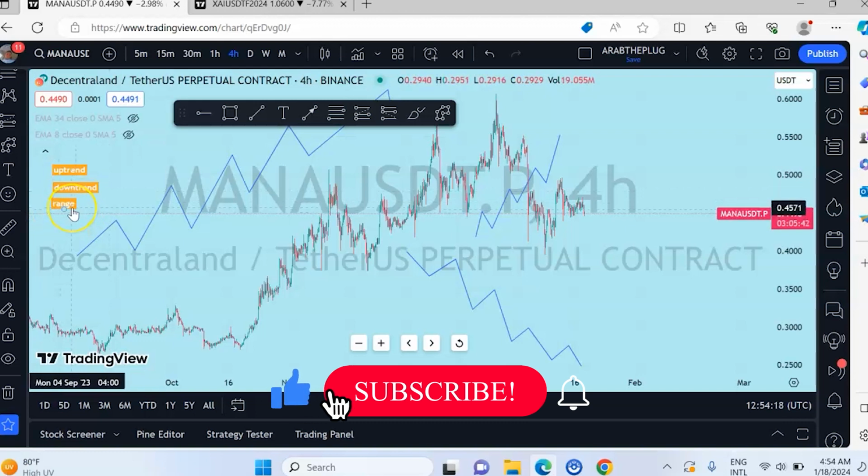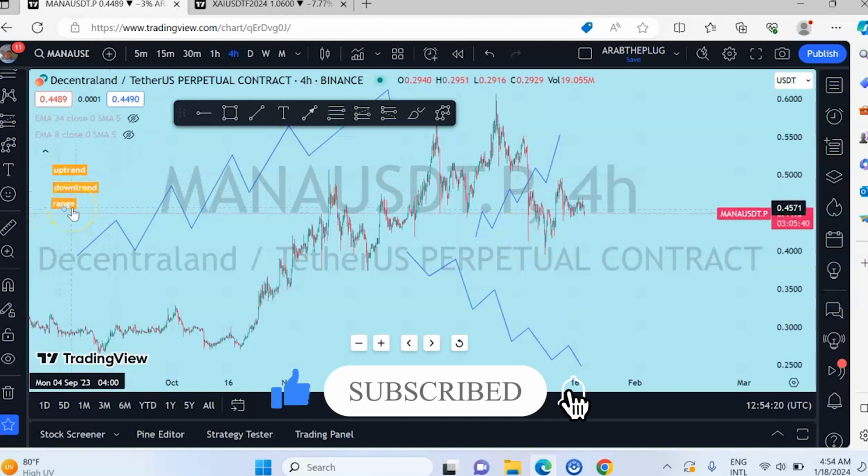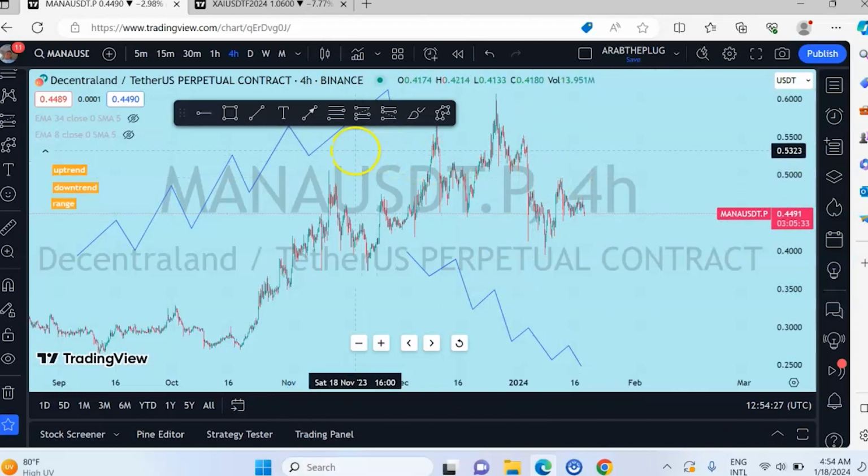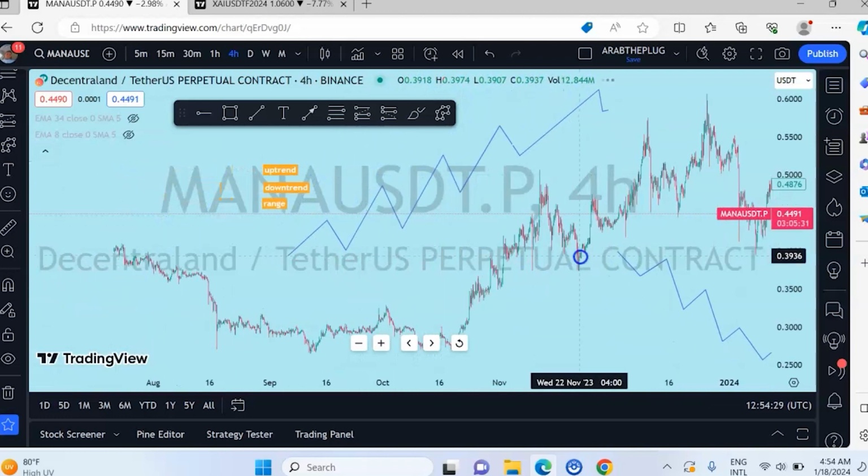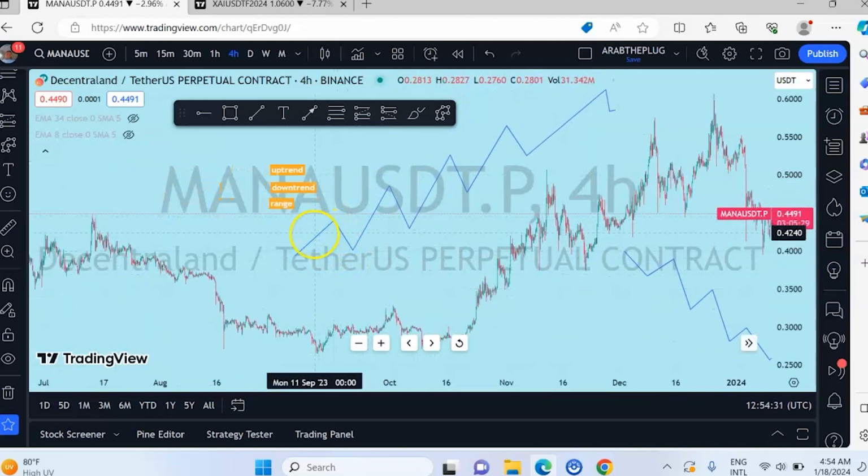And if the market is in the range, as a beginner trader, I would advise that you stay out of the range market until you get to a stage where you can trade the ranging market. So I said that in an uptrend, we have a series of higher highs and higher lows. So let me explain the concept of higher highs and higher lows.